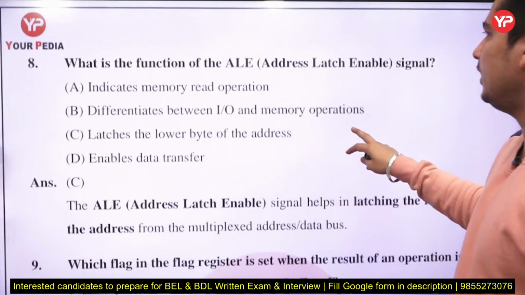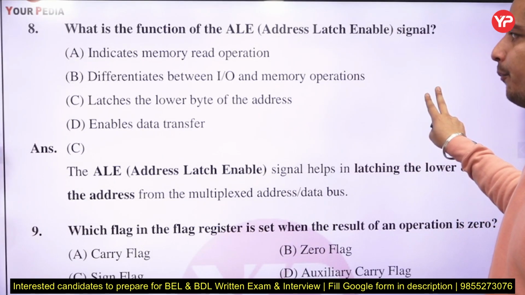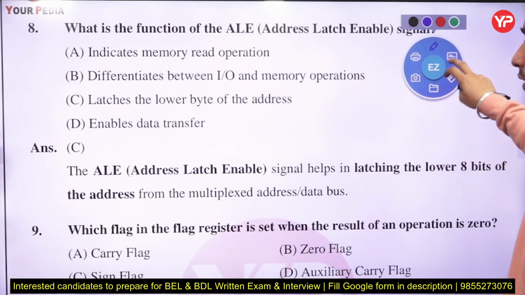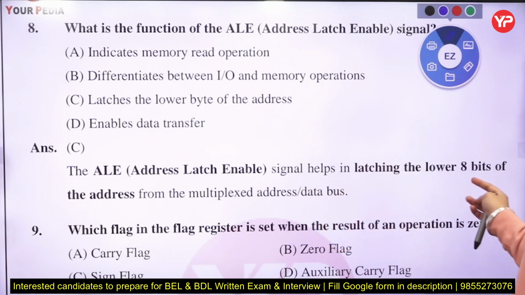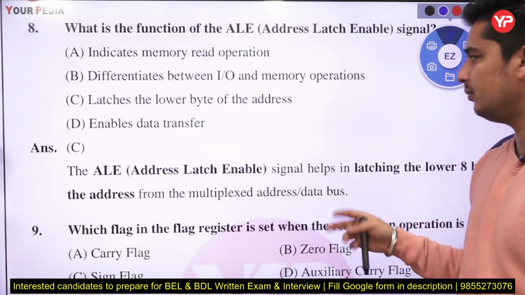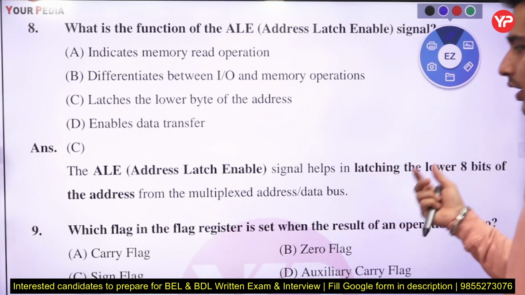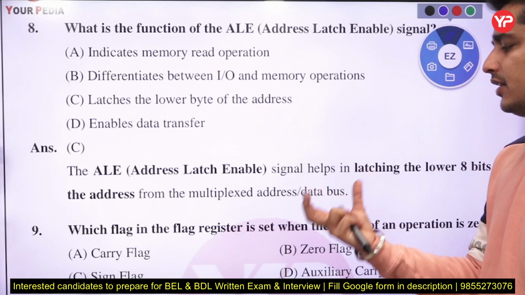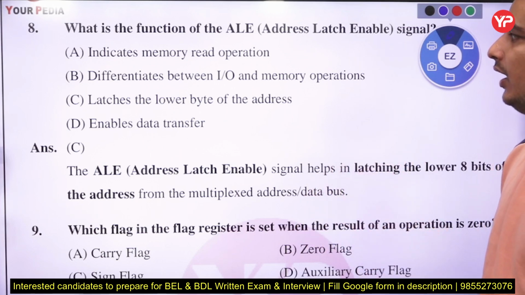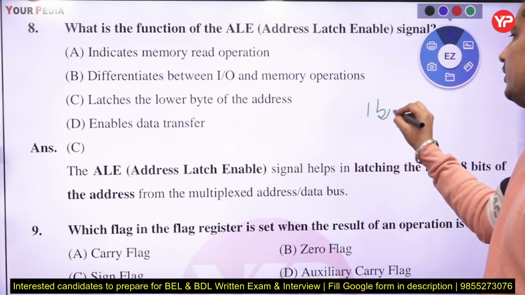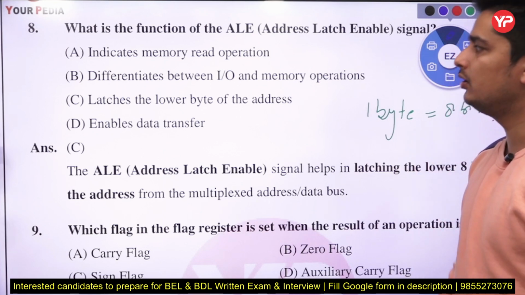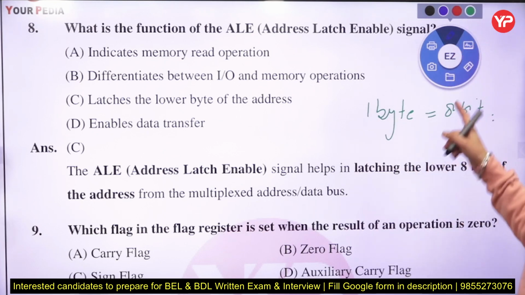What is the function of ALE, address latch enable? It will multiplex your lower address bits; the lower 8 bits are multiplexed as address or data bus. It defines whether currently you are using the lower 8 bits as a data bus or an address bus. I already told you 1 byte is equal to 8 bits. So it says latch the lower byte of the address. That is the answer. The answer is C.